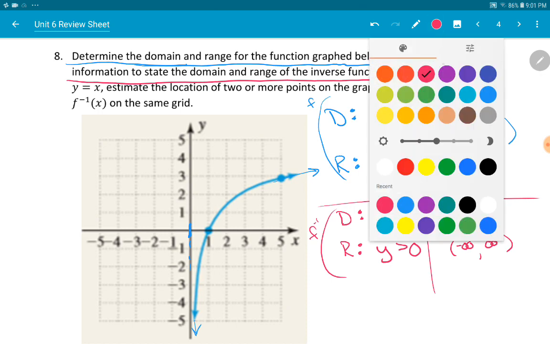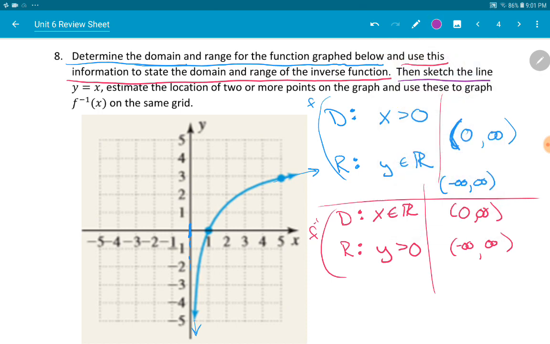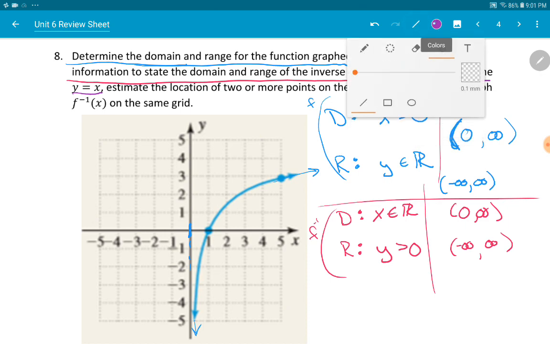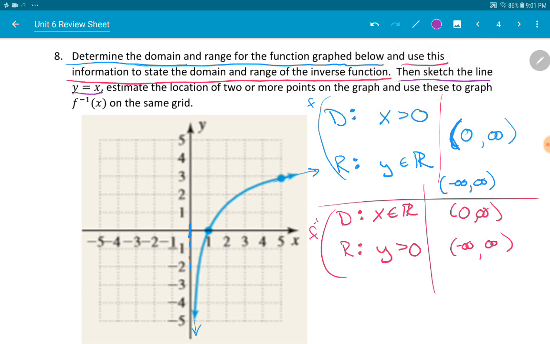Let's see, what's the next step here? Now we're going to sketch the line of y equals x. I'm going to do that with the straight tool. And I'll just do, that's where, so -5 equals -5, -4 equals -4. So all those y's equal x's points. So right where x and y have the same value is that purple line. And I know that we need one more color here. Let's get some green.